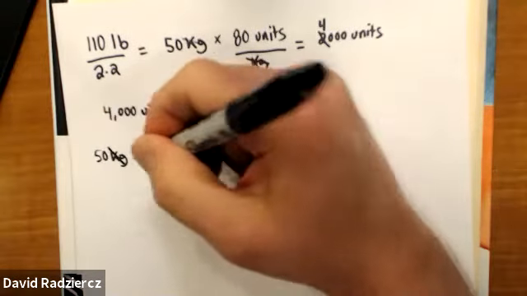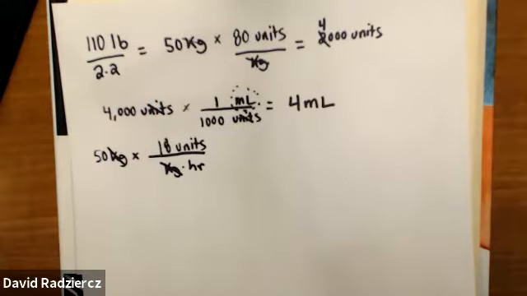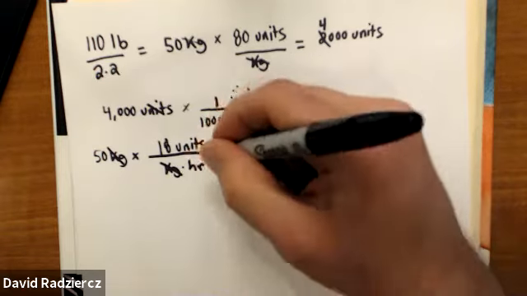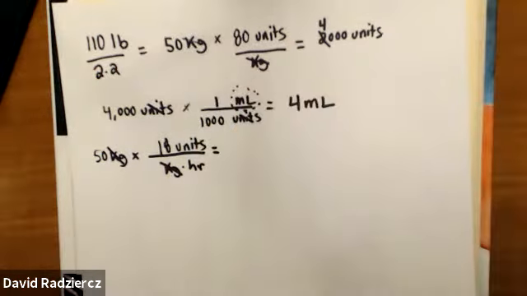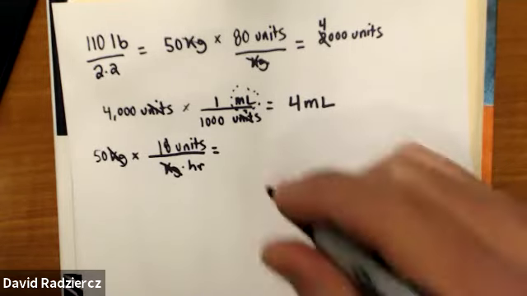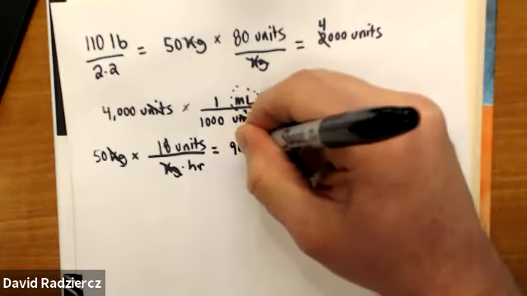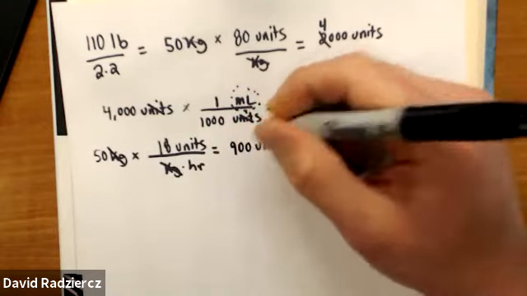Again, I like dimensional analysis from a teaching perspective because then I can easily show you how I'm getting rid of units and how I'm transitioning into where we want to be going. Okay, so 50 times 18, I believe that's 900. 900 units per hour.